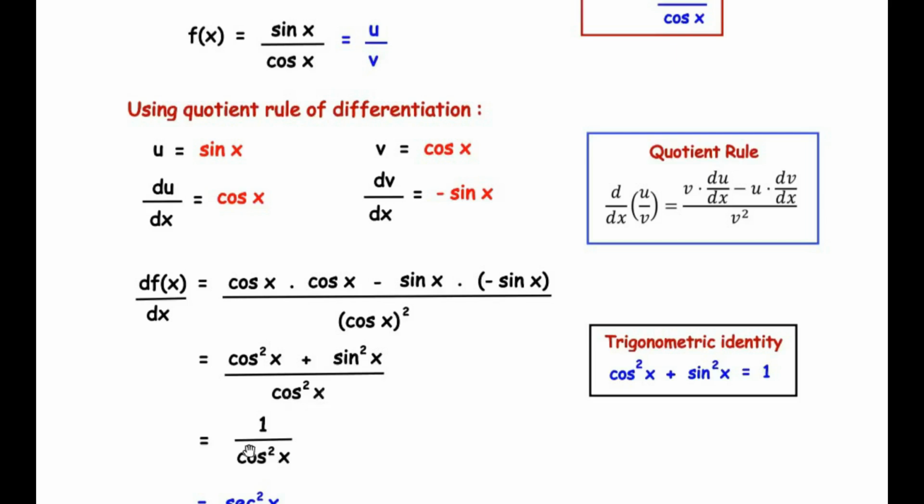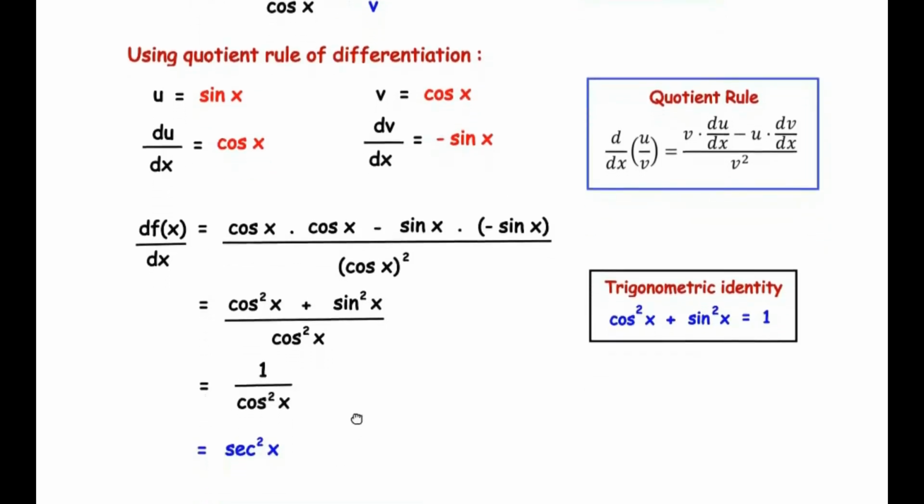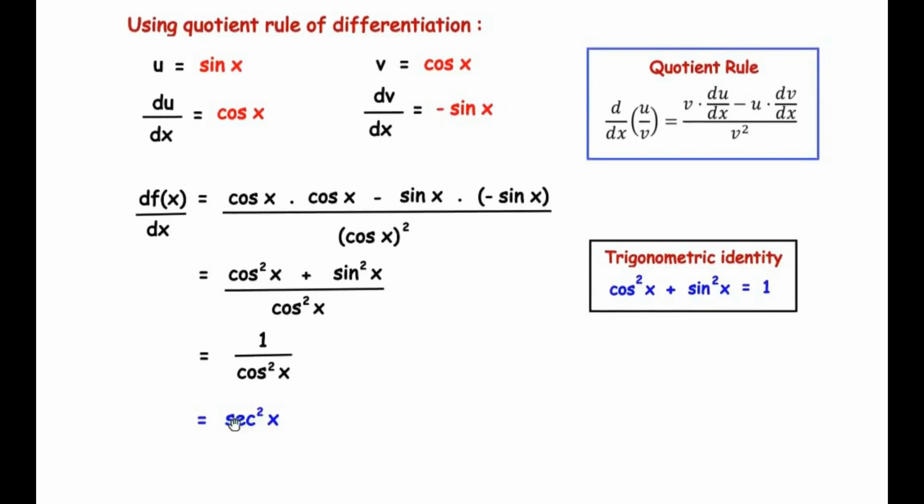Now another trigonometric ratio, that is secant, is the reciprocal function of cos x. So since here we have got 1 over cos square x, we can write it in terms of its reciprocal function, that is secant square x. So this is the differentiation of tan x with respect to x. Now let us move on to the next question.